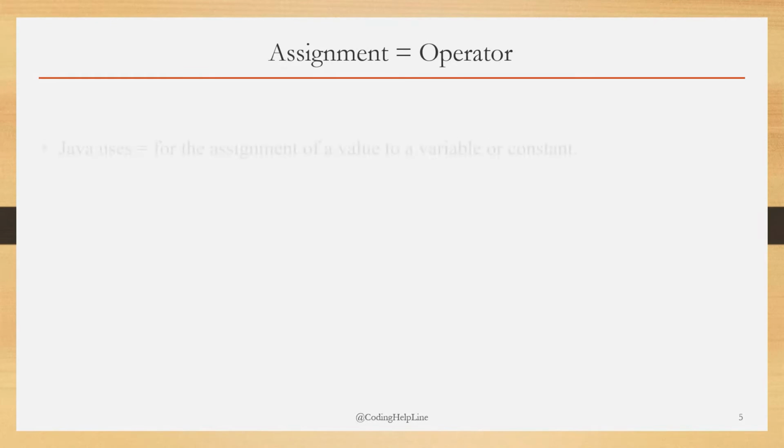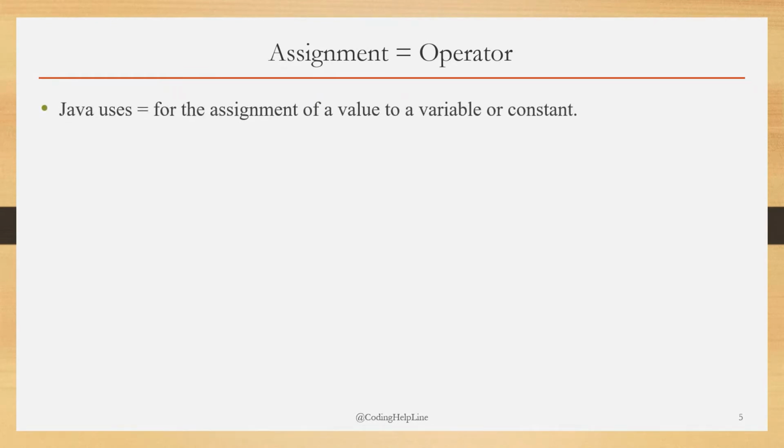Assignment operator. Java uses the equal to sign for the assignment of a value to a variable or a constant. Whatever comes to the left side of the assignment operator is the L value, and whatever comes on the right side of the assignment operator is the R value. The R value is always assigned to the L value.